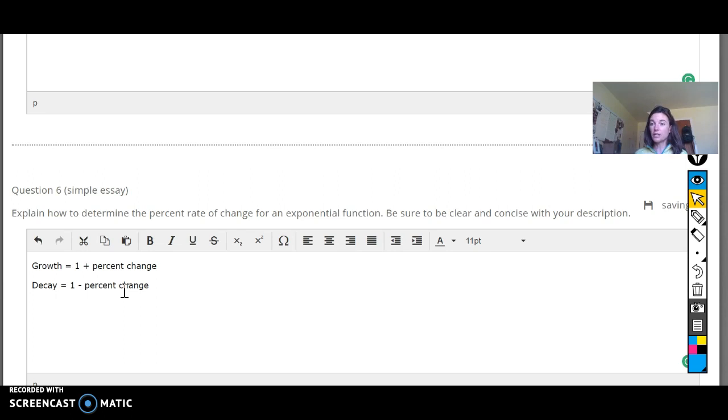So when you're looking at functions and trying to determine if they're growth or decay, if that base is greater than 1, it's going to be a growth function. And if that base is less than 1, it's going to be a decay function. Okay? Hopefully that makes sense. And that's really all I am looking for here.